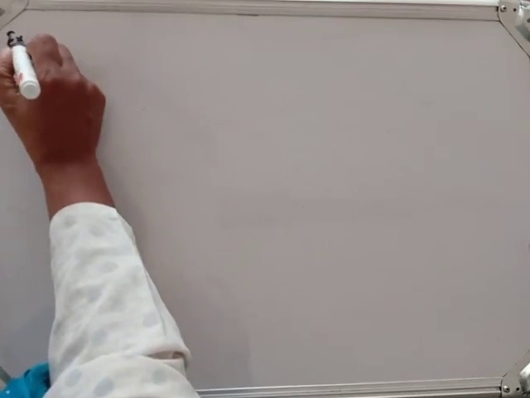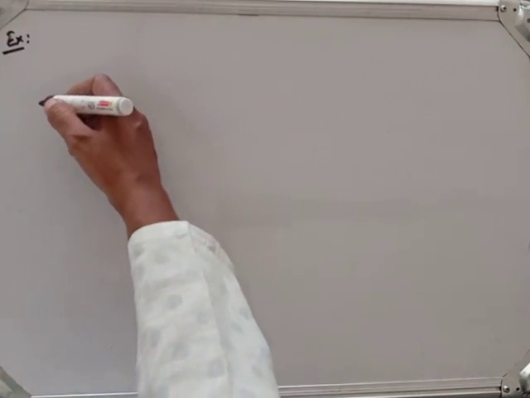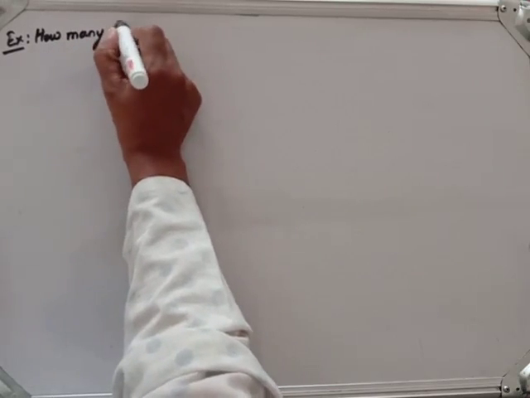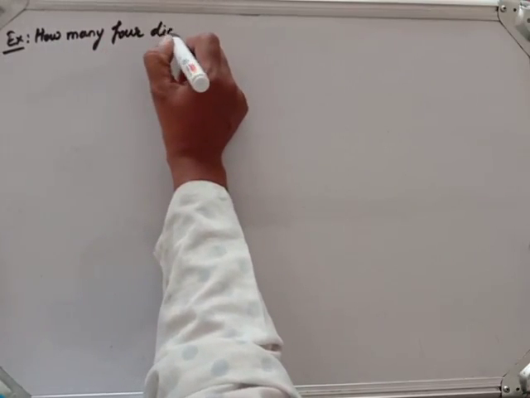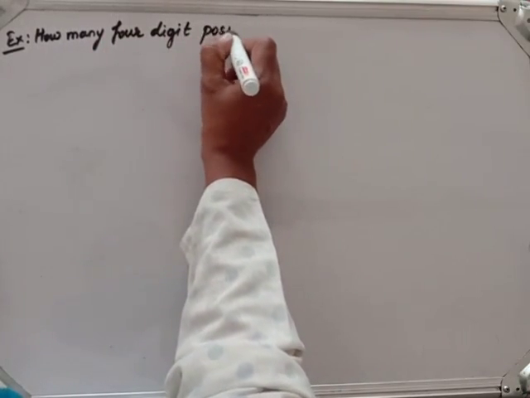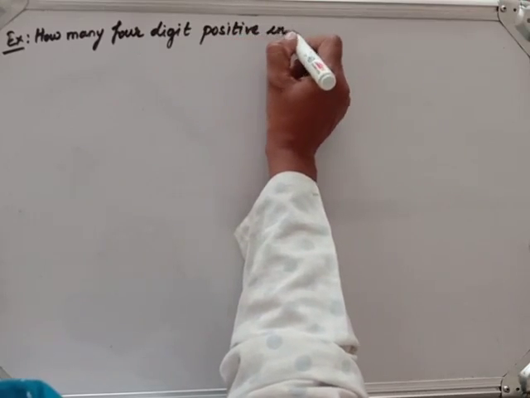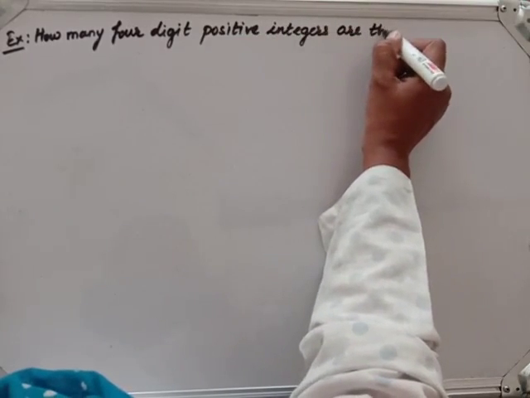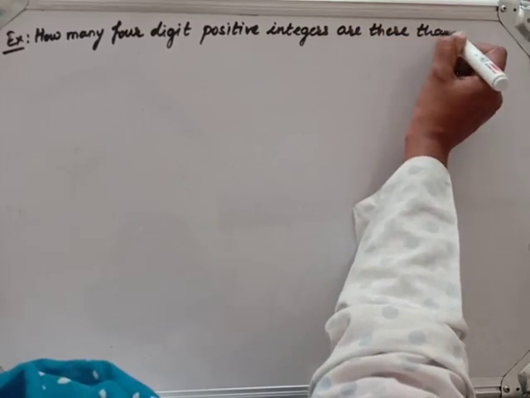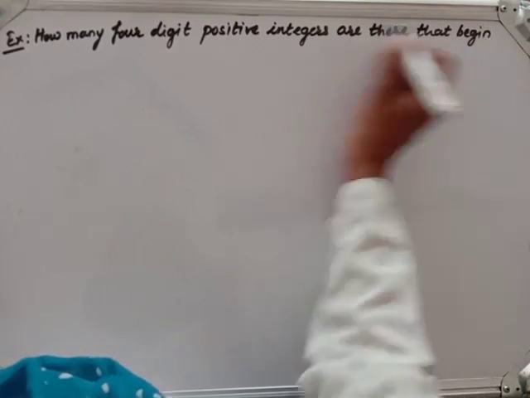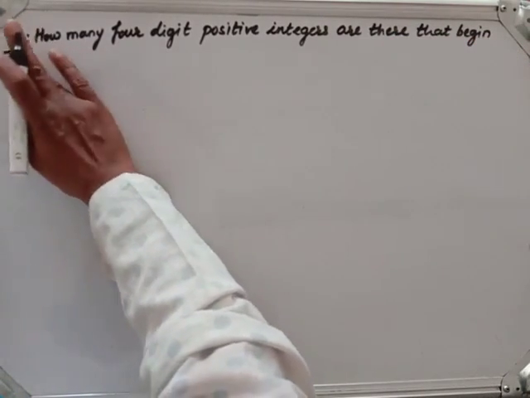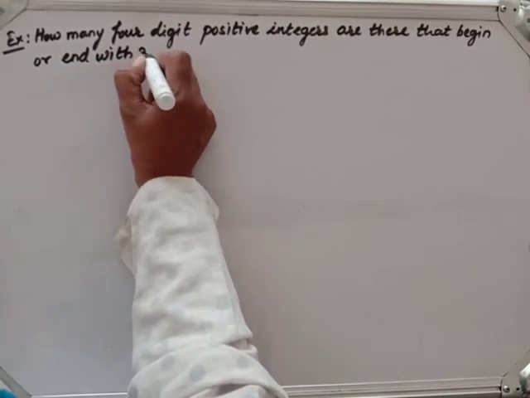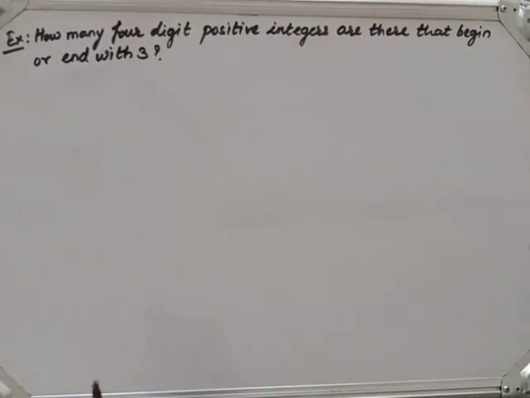So example, how many four-digit positive integers are there that begin or end with 3? Begin or end with 3. So now solution for this.